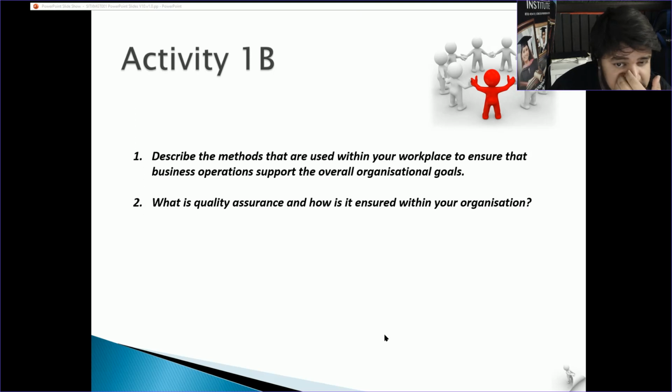So activity 1B, describe the methods that are used within your workplace to ensure that business operations support the overall organizational goals. So in our workplace, we're thinking about supporting our staff during their training phase, when they're coming in newly into their role, or if they're upskilling, providing them that accurate training. If they're moving into a new role, being mentored by a person that was in that role before, or someone that is experienced within that role.